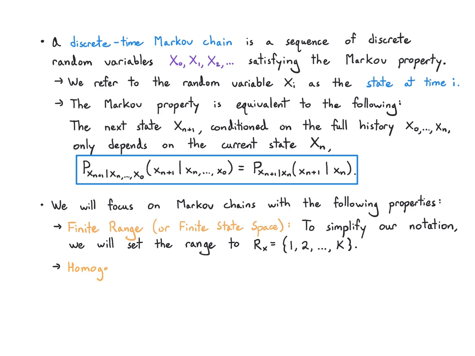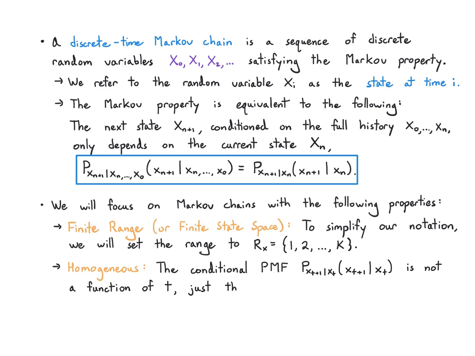We'll also say it's homogeneous in the sense that the conditional PMF, x_(t+1) given x_t, is not a function of t. So the way that we jump from time to time doesn't change with time. Only the values that I plug in matter. Okay, the values of x_(t+1) and x_t.